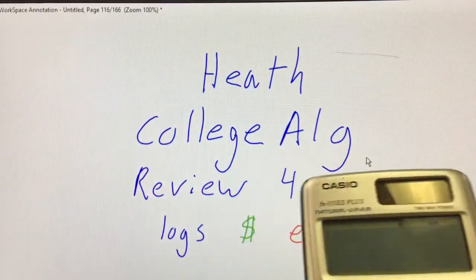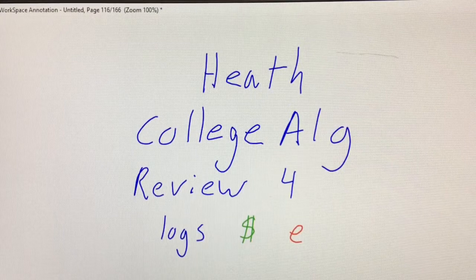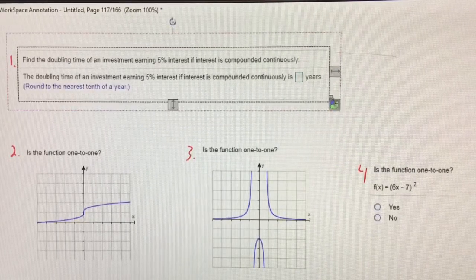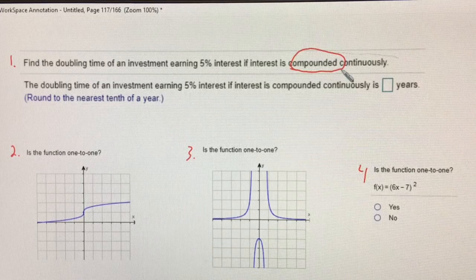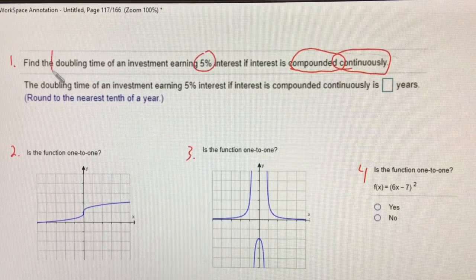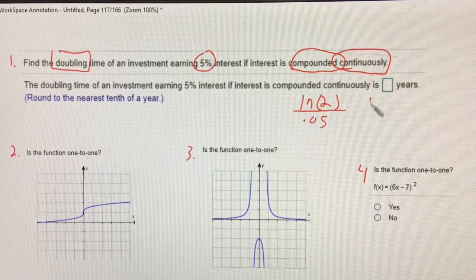And we're going to be using, once again, the Casio 115 ES Plus. I want to find the doubling time. That's a pretty quick move. Doubling time compounded continuously. That's important that it's continuous. And notice the word double. So the calculator key is just going to be ln of 2, which is double, over the interest rate, which is 0.05. We just type that into the box over box key on the Casio.